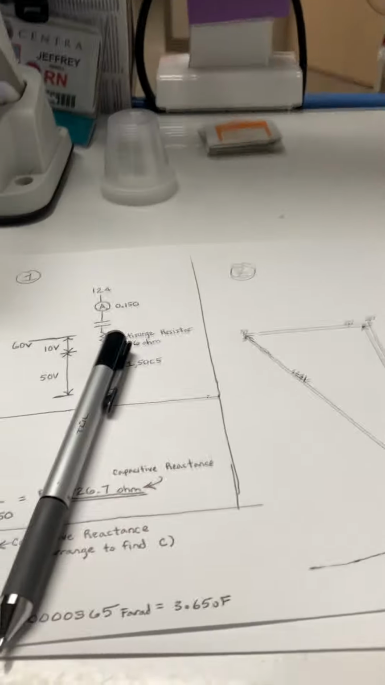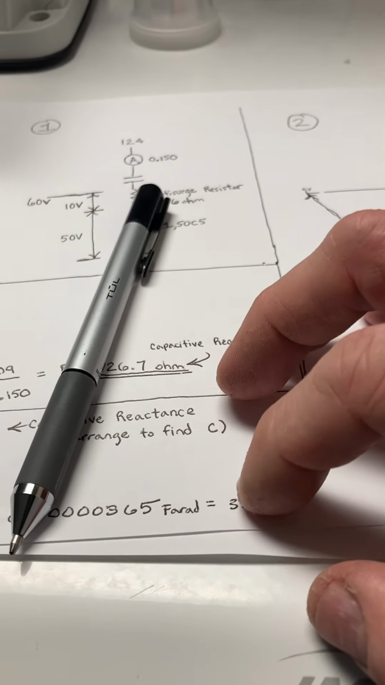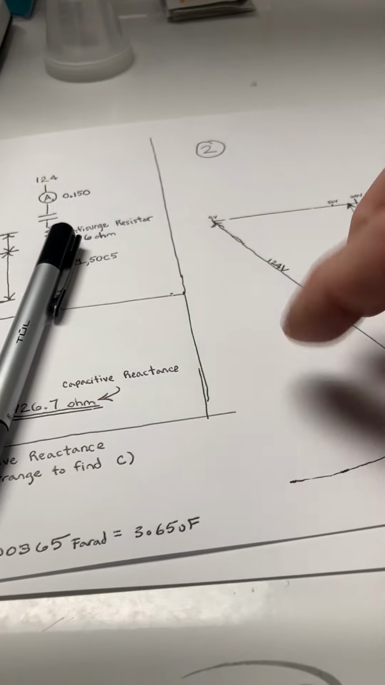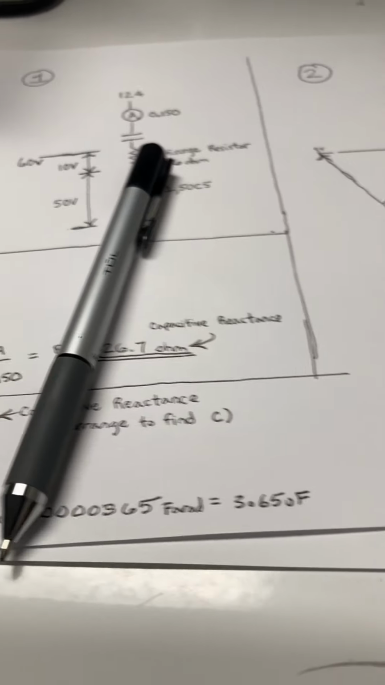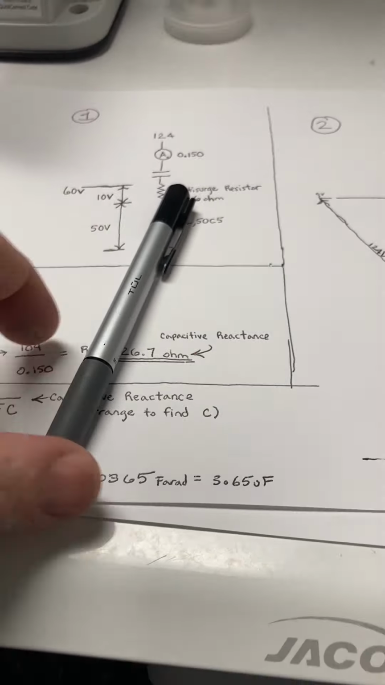Would it be a good idea, since I don't have any 15 watt resistors, to lower this voltage from 124 to 50? Would it be a good idea to use a capacitor instead? Let me know what your thoughts are on that.